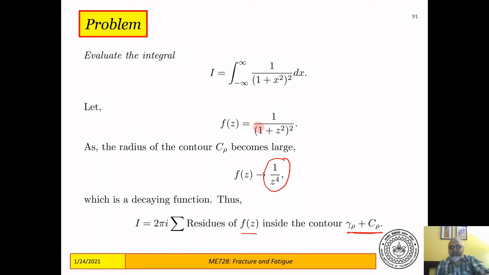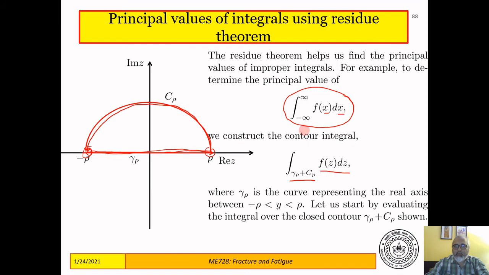And if you look at the residues of this function, you have to see where its singular points lie. So this is a singularity. This has singularity at plus minus i, so z equal to plus minus i. It has poles, and the poles are of order 2. Okay, so we have to use the residue theorem formula here.